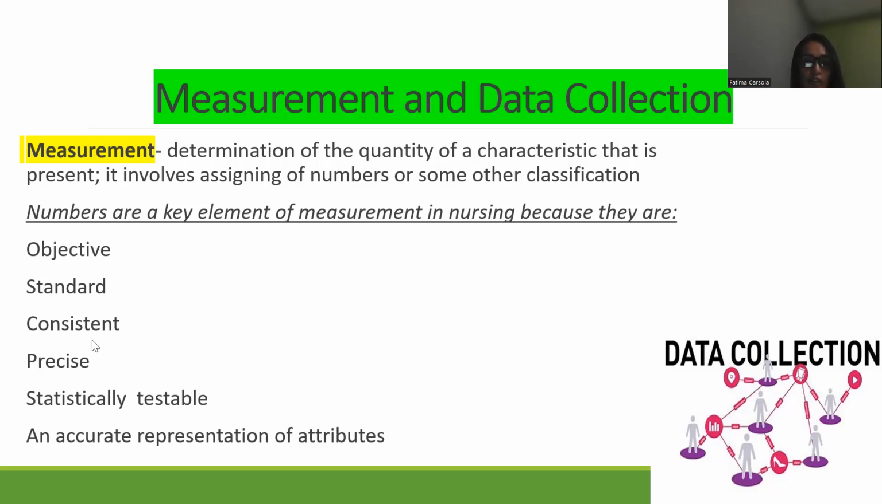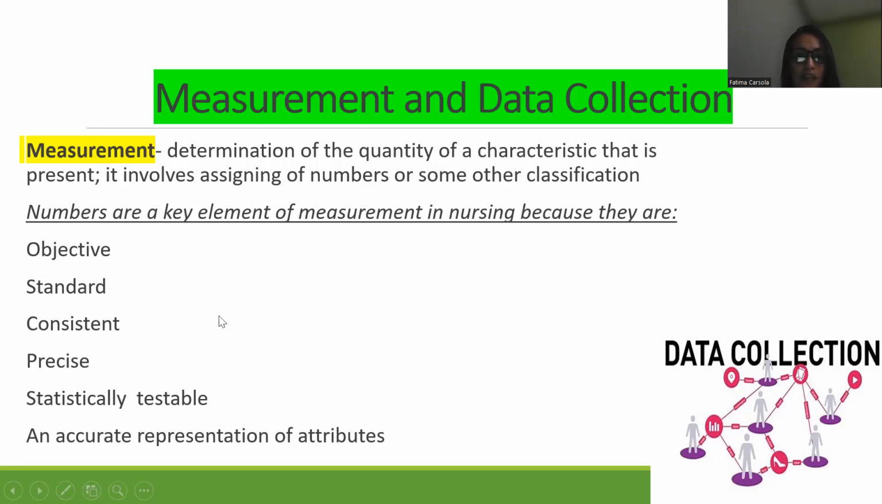So numbers are a key element of measurement and they should be objective, they are standard, they are consistent, they are precise, they are statistically testable, of course, and they are an accurate representation of attributes. And of course, regardless of the type of measure, numbers are useful only to the extent that they represent the underlying characteristic they are intended to represent. To have value, they must be clearly linked to, of course, the research question, your SOP, your hypotheses, and appropriate to represent the variable of interest, and they should be, again, consistently accurate.